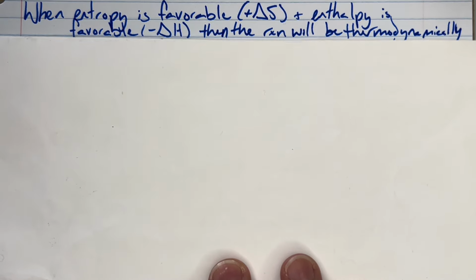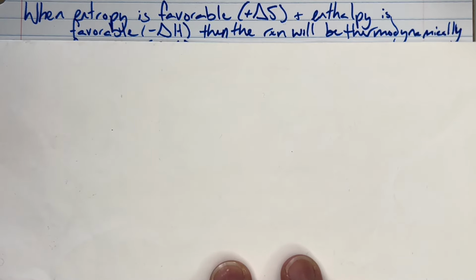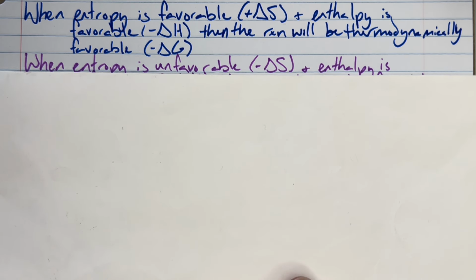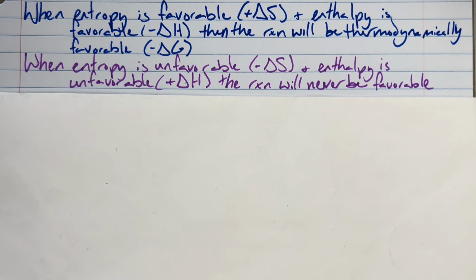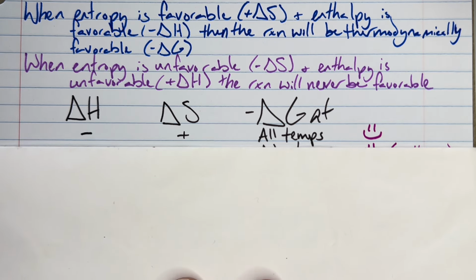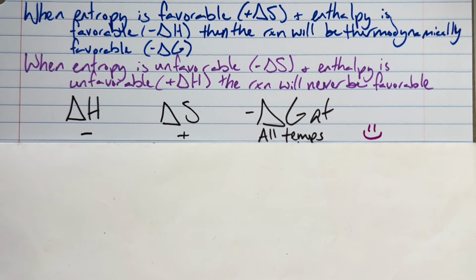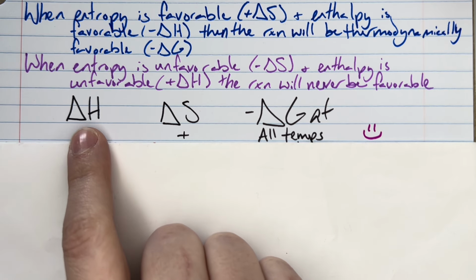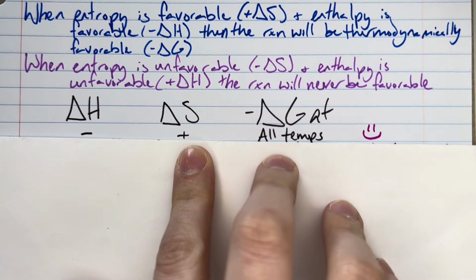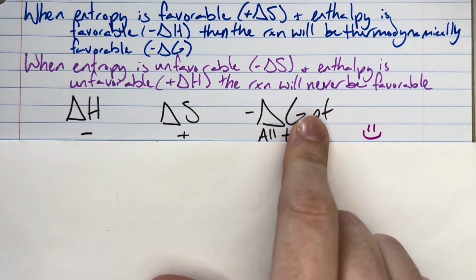When entropy is favorable, so we have a positive delta S, and enthalpy is favorable, so we have a negative delta H, then the reaction will be thermodynamically favorable, and we will have a negative delta G. When entropy is unfavorable, we have a negative delta S, and enthalpy is unfavorable, a positive delta H, the reaction will never be favorable, no matter what. Remember that delta H is in kilojoules per mole, delta S is in joules per mole Kelvin, and then delta G is in kilojoules per mole.